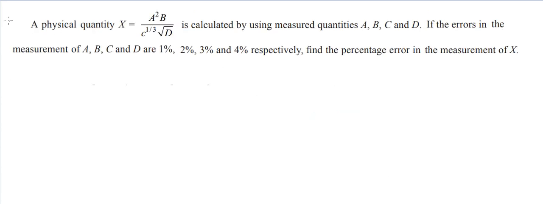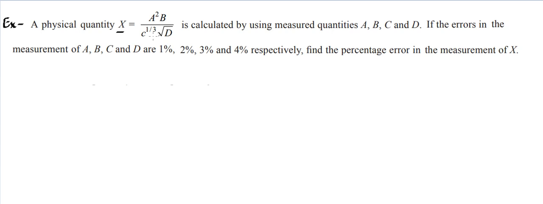Okay, here is the next problem. I'm writing it as exercise or example, whatever you read it. Again, you can pause and solve and then see. Now I'm solving over here. It says a physical quantity x, so x is any physical quantity that has been expressed as a square b upon c raised to power 1 by 3 under root d. This is calculated by using measured quantities a, b, c and d.